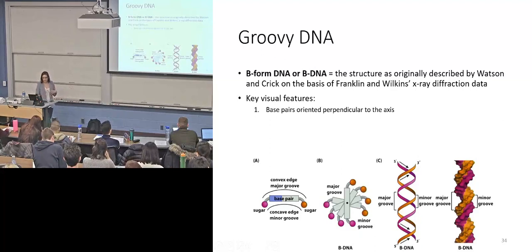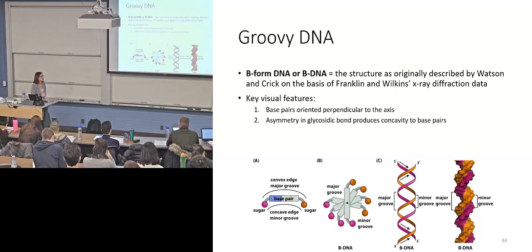Base pairs are oriented perpendicular to the axis. The asymmetry, like I said, in the glycosidic bond is what gives the concavity. It's that CN sugar to base bond that's leading to this shape. Typical form is going to be a right-handed helix.